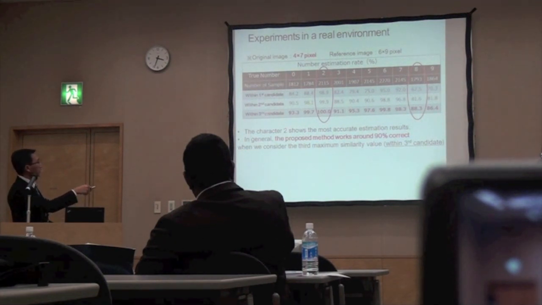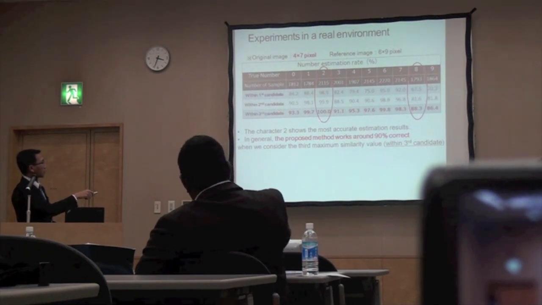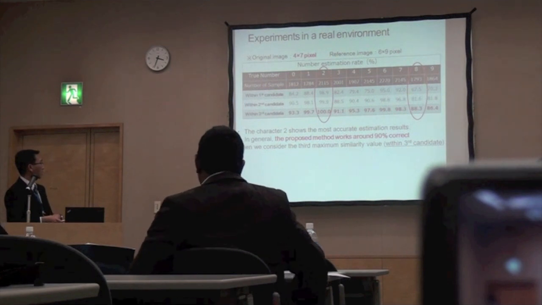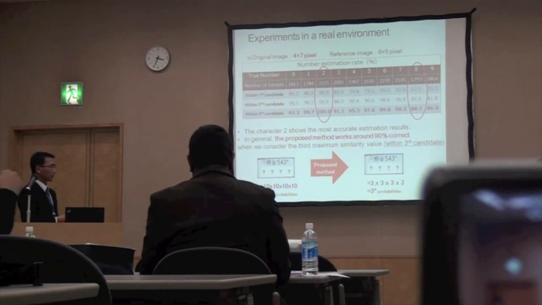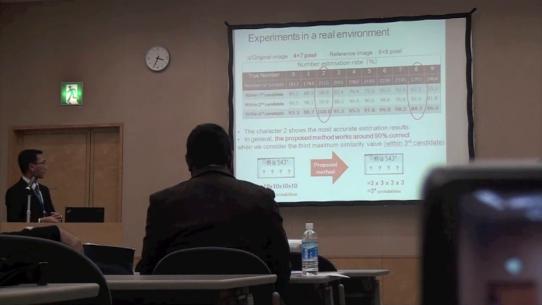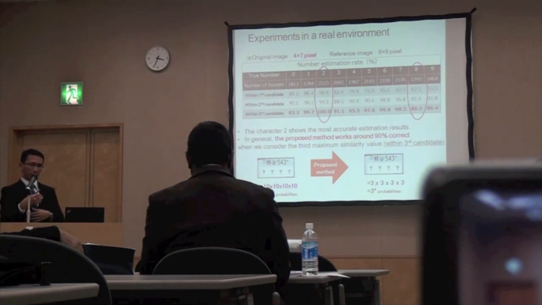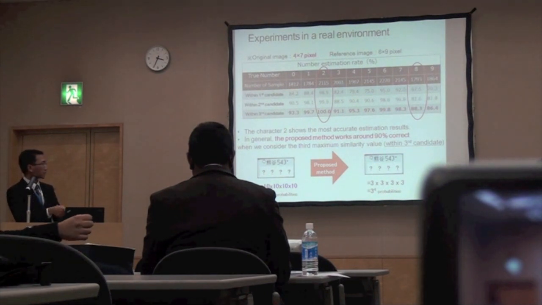And in general, for example, if we pay more attention to the third candidate, the proposed method works around 90%, almost 90% correct, except for characters 8 and 9. The numbers are correctly estimated when we consider the third maximum similarity value. So in the case of computer forensics, even if we cannot give a unique estimation of the number, at least we can narrow down the possibilities to about 81 possibilities for the numbers, which is useful for forensics.